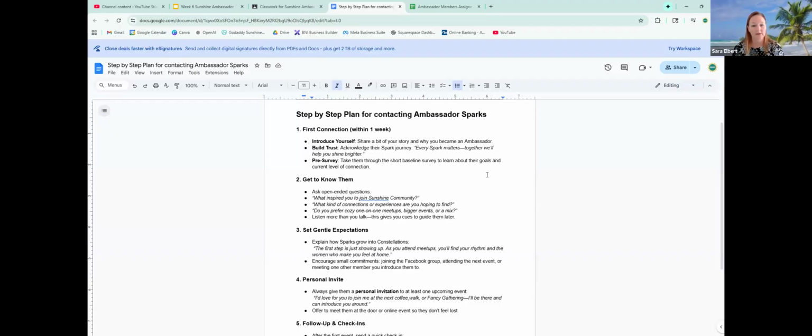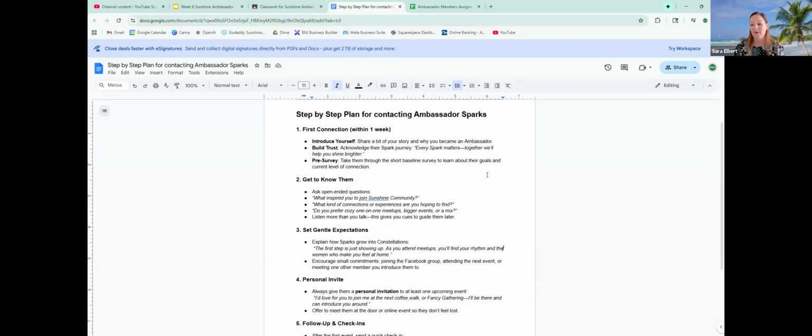Step 2 is asking open-ended questions like, what inspired you to join Sunshine Community? Some of them are new members, some of them are members that have been here for a couple of years when it was still a social club. So why were they inspired to join? What kind of connections and experience are they hoping to find? Even if they are one of our founders, they're still here for a reason. So what's that reason? Do you prefer the cozy meetups, the bigger events, or a mix in between?